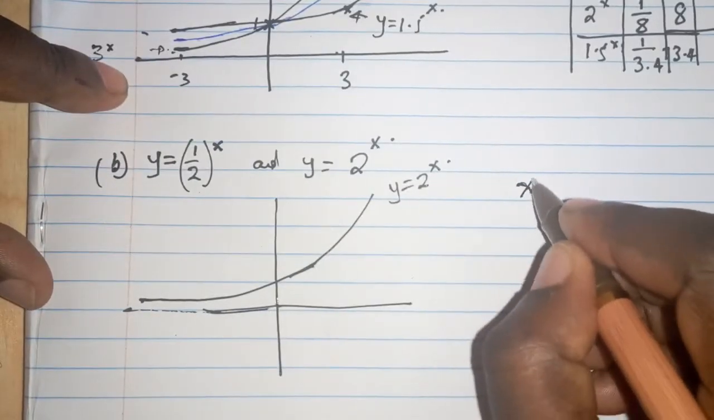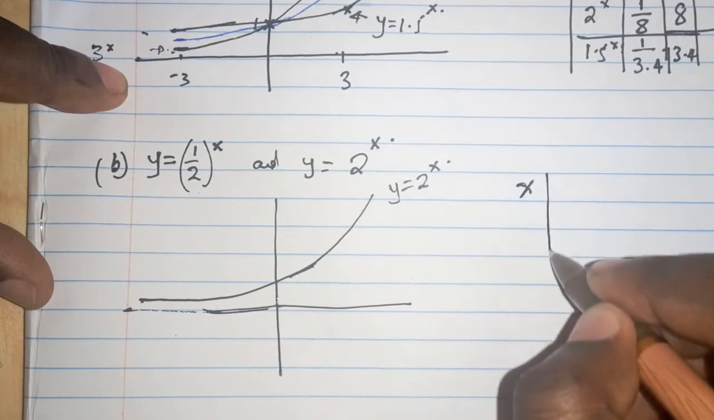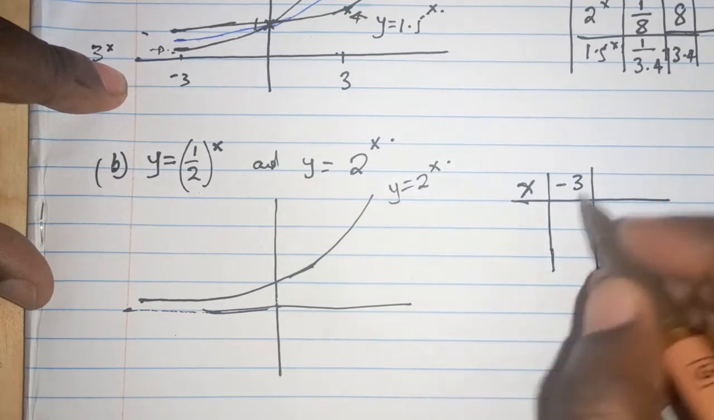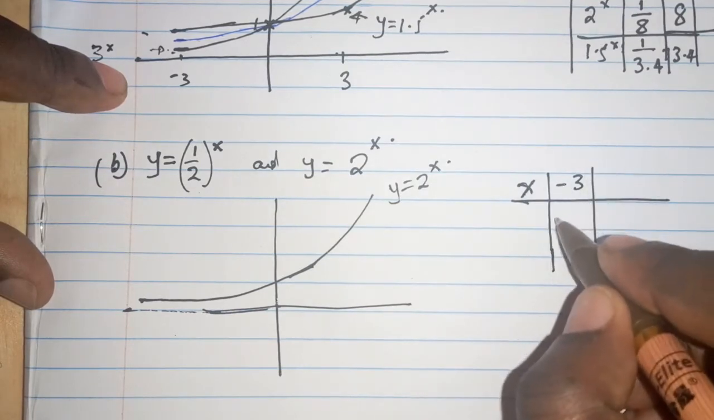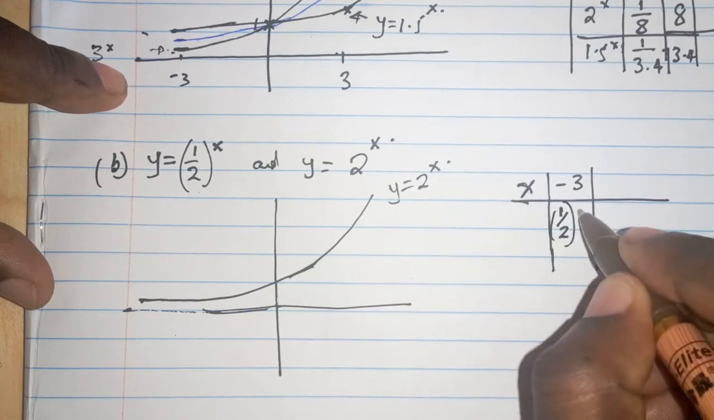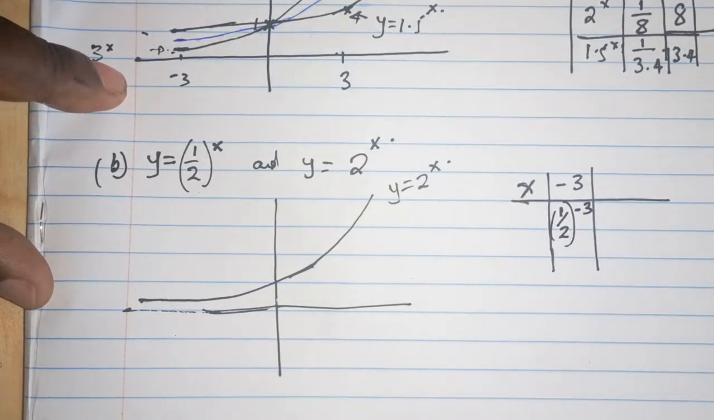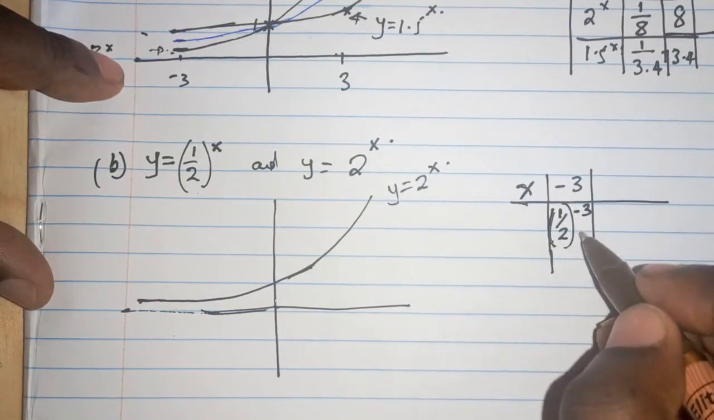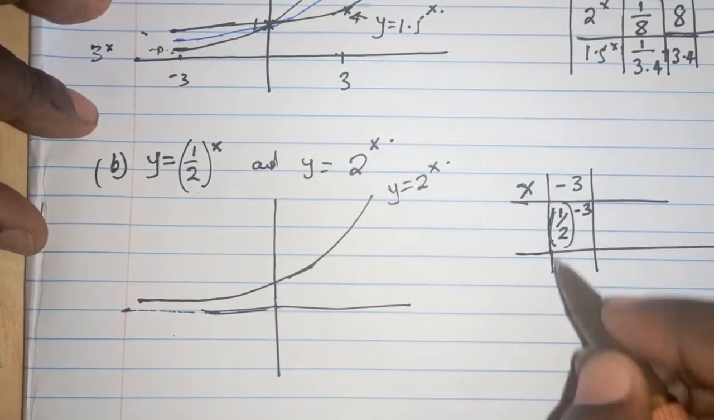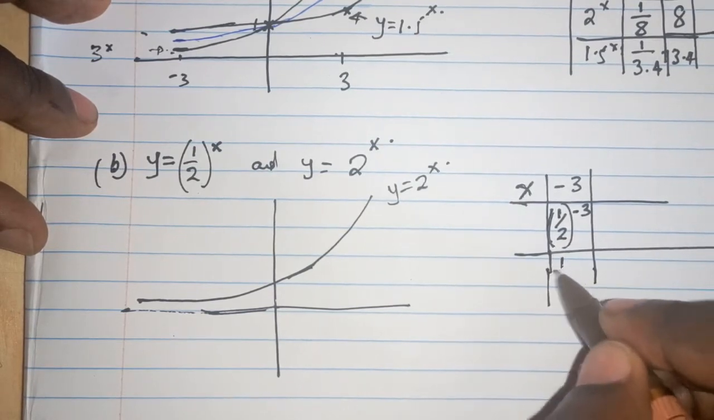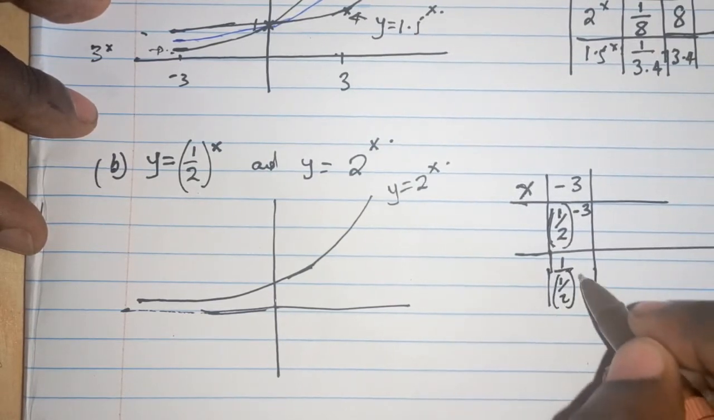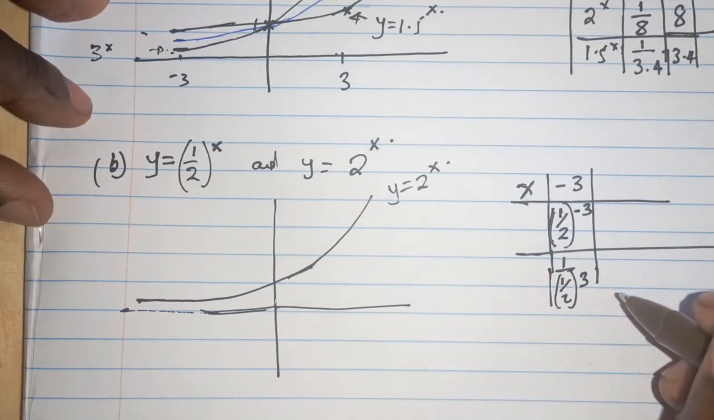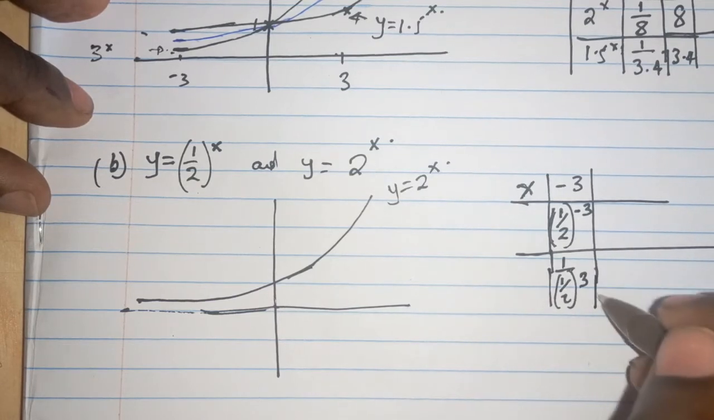When x is -3, we are going to talk about a half raised to power -3. This is the same as the reciprocal of the constants, because it's going to be 1 over a half raised to power 3. What does this mean? This is simply 2 raised to power 3, which is 8.